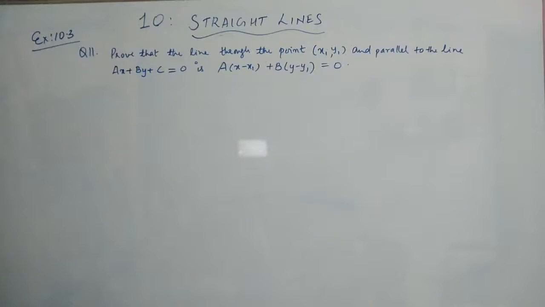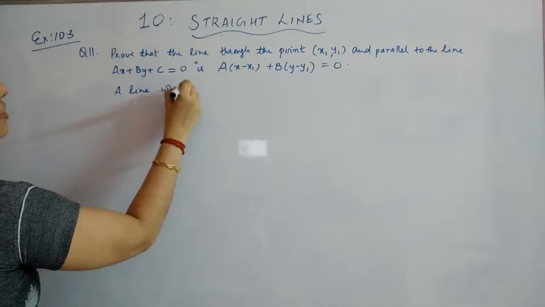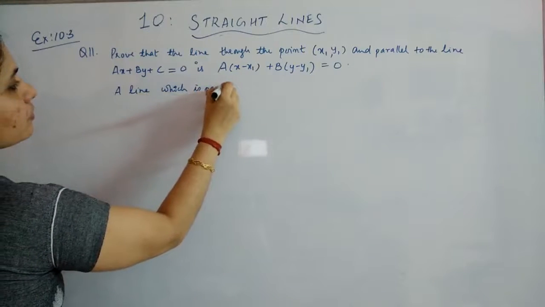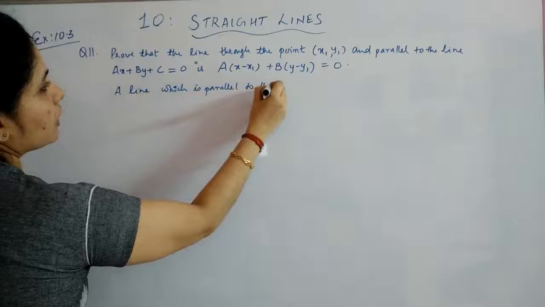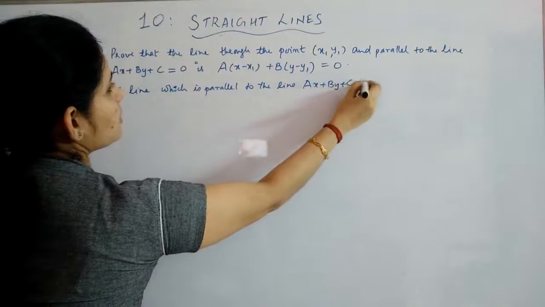Question number 11 is, prove that the line through the point x1, y1 and parallel to the line ax plus by plus c equal to 0 is a into x minus x1 plus b into y minus y1 equal to 0. So first we are starting with a line which is parallel to any given line, it will differ only by a constant. So first we will take a line which is parallel to the line ax plus by plus c equal to 0.